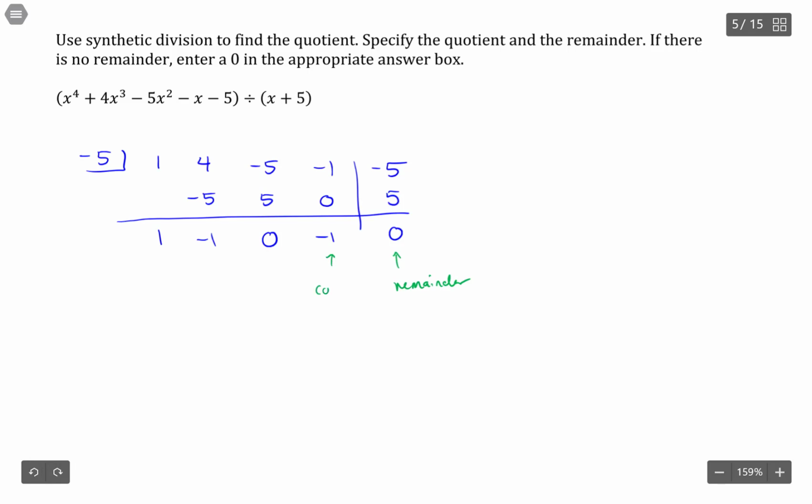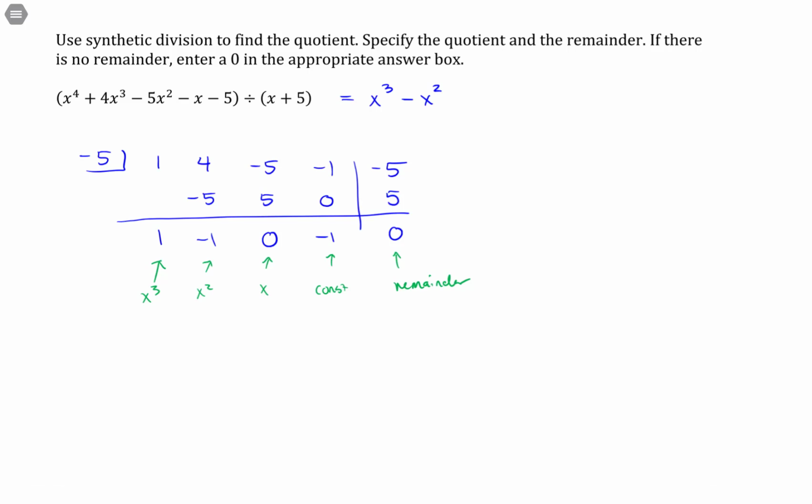This next term is a constant term in a polynomial. This one is multiplied by x, and the rest of these are just increasing powers of x. So the result here is the polynomial x cubed minus x squared. We can skip the plus x because it would be plus 0x, then -1.